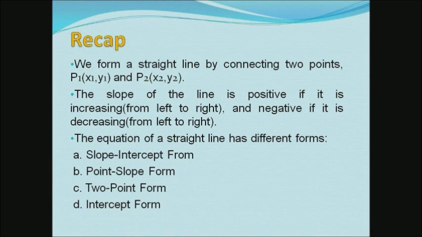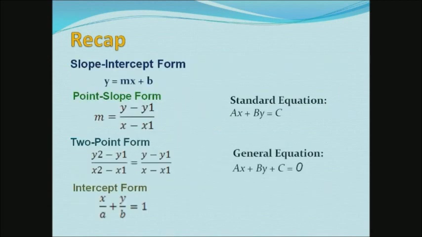Okay. A short review of our forms of the equation of the straight line. We have now the slope-intercept form, which is y equals mx plus b. Our m here is the slope of the line and b is the y-intercept of the line. We have also the point slope form, that is m equals y minus y1 over x minus x1. M is the slope of the line, straight line. x1 and y1 are the coordinates of the given point that is along the straight line.